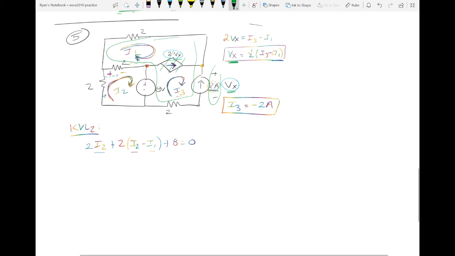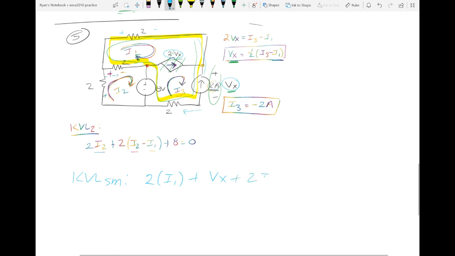So as I go around, all right, let me do it here. I'm going like this. All right, and I can write plus the minus here. That's going to be, so KVL super mesh. It's going to be 2, I1 is the only current in there. I'm going to just write plus Vx for now, right? That's going to take me all the way to here. Here I have 2I3, come up through the 8, minus 8, go over through the 2, that's going to give me plus 2I1 minus I2 is equal to 0, okay?